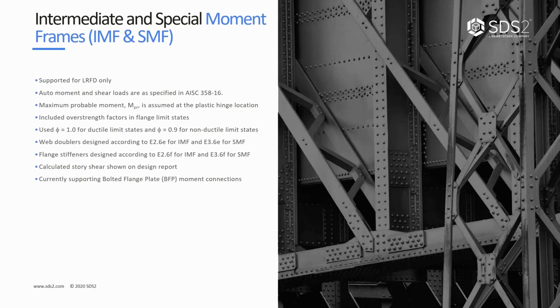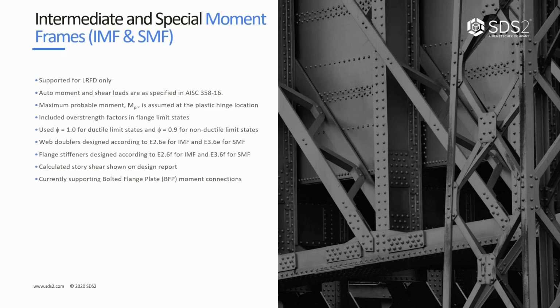So we assume MPR, that's the maximum probable moment at the plastic hinge location. And then we make use of free body diagrams to determine the load that would be at the column face. We are doing full designs now, so we've included the overstrength factors in the flange limit states. And you'll see we also implemented those 2 special phi factors for these seismic frames. So we have a phi factor of 1.0 for ductile limit states and 0.9 for non-ductile limit states.